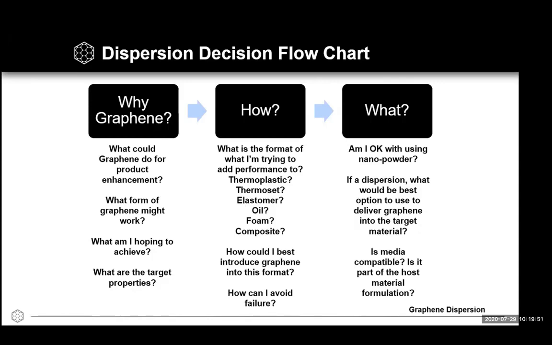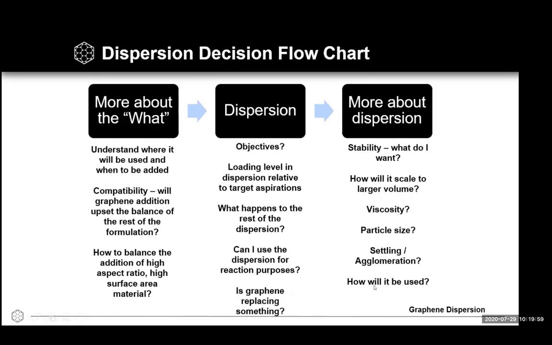So we go to great pains in what we do at AGM to join all these dots together and answer all of these questions to enhance the opportunity for success. So understanding where the material will be used and when it will be added. So compatibility, not just with materials from a chemistry process, but how the material will be added and whether that will upset the balance of the rest of the formulation. It's absolutely critical that the material is added both in the right way and at the right stage.